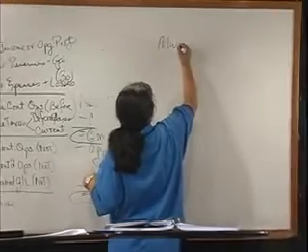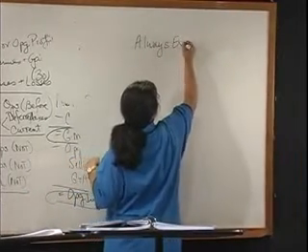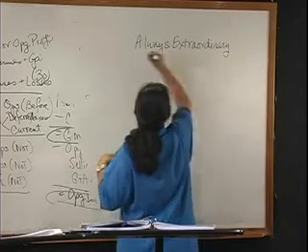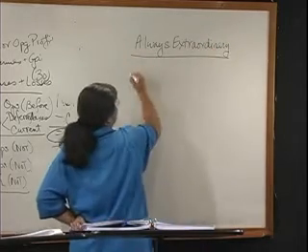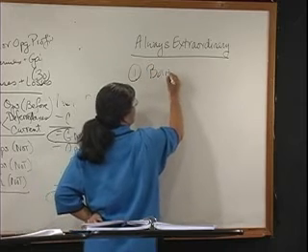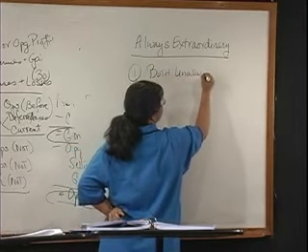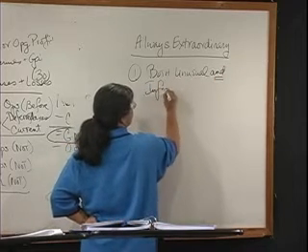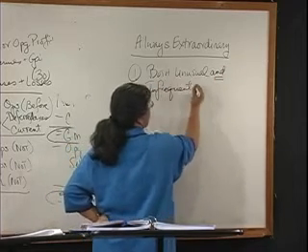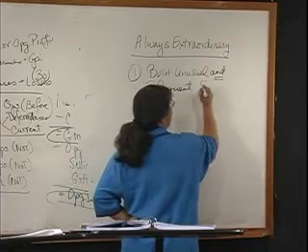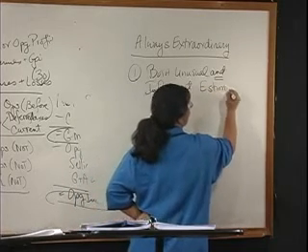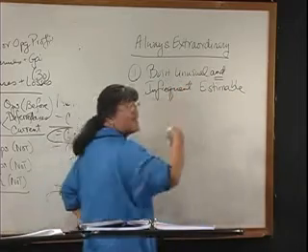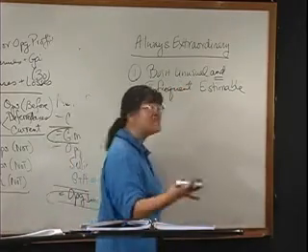Always extraordinary. Things that are always extraordinary consist of, number 1, both unusual and infrequent. Plus, you have to be able to estimate it. So it's estimable. It has to be both unusual and infrequent, and you have to come up with an estimate for it.